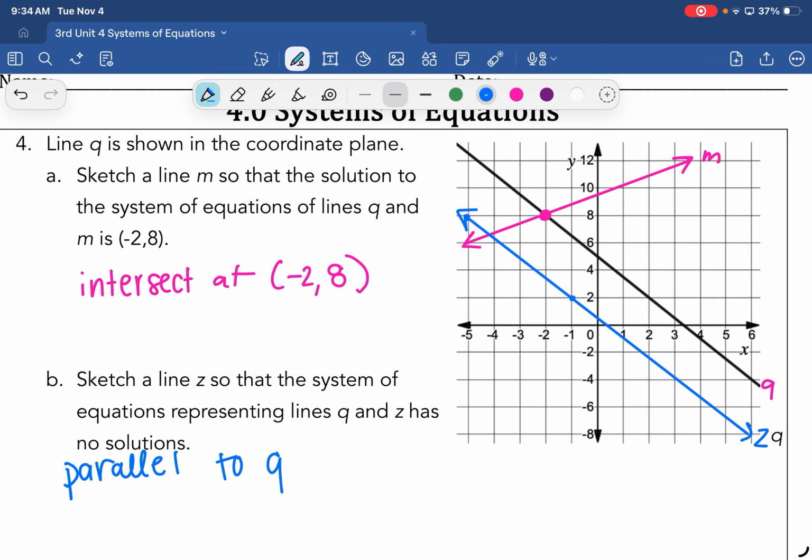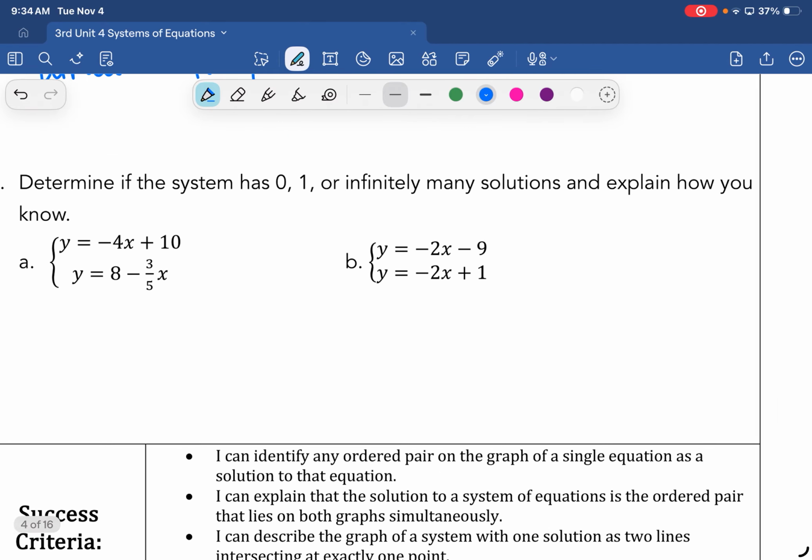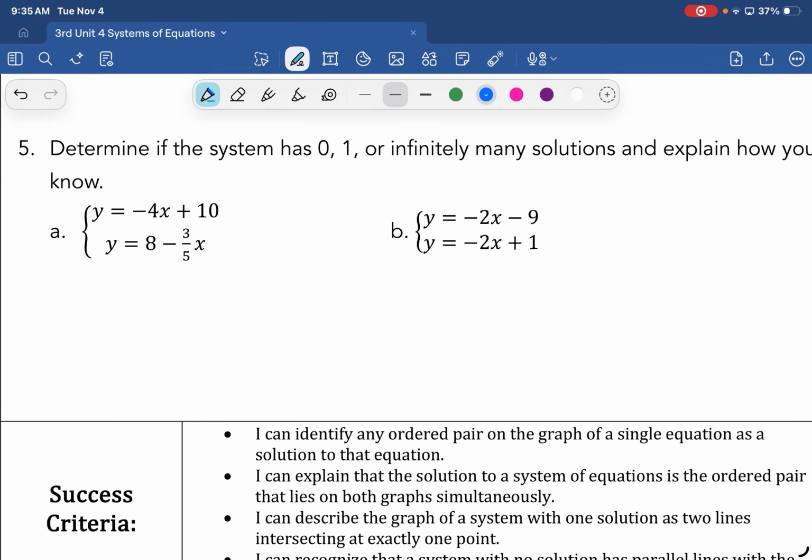Then for question 5, we're going to determine how many solutions the system has. So we're going to look at our slopes. For A, what is the slope of y equals negative 4x plus 10? Negative 4 is the slope, right? What is the slope of y equals 8 minus 3/5 x? Negative 3/5. Are those slopes the same? No. So that means our lines will intersect how many times? So there is one solution.